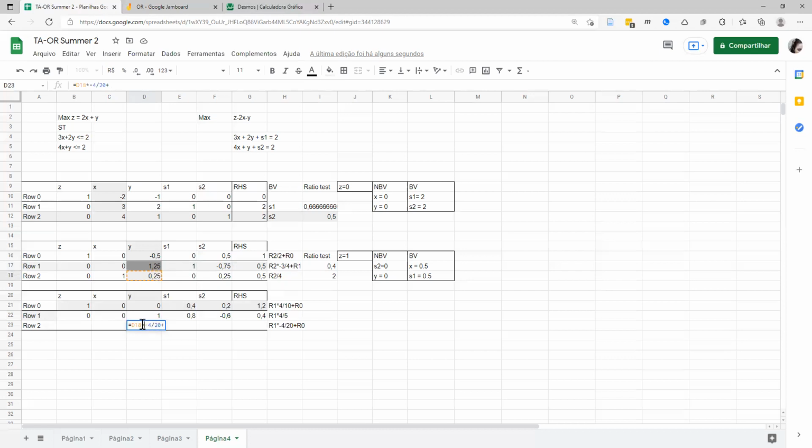Now this. You always make all the operations first in row 1. That's our pivot row. And then just add the row that you want to modify. What happened? Okay. Perfect, 0.